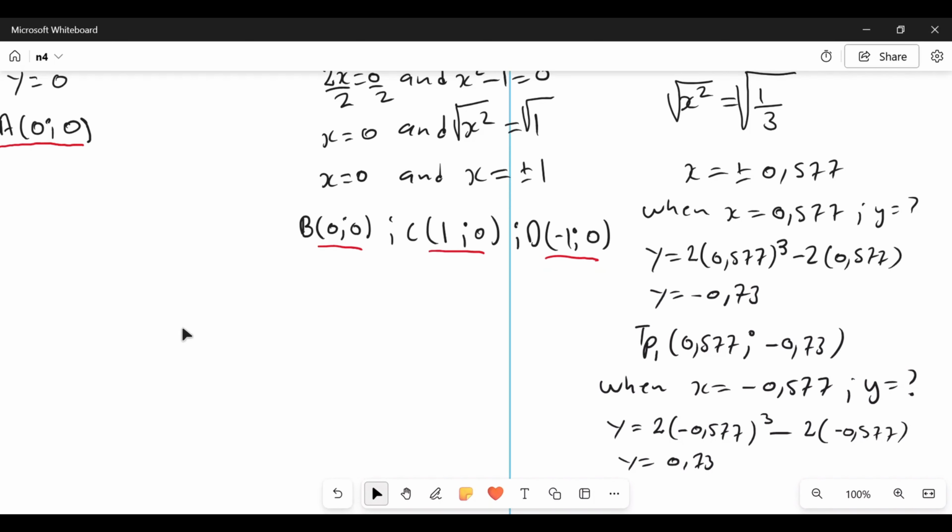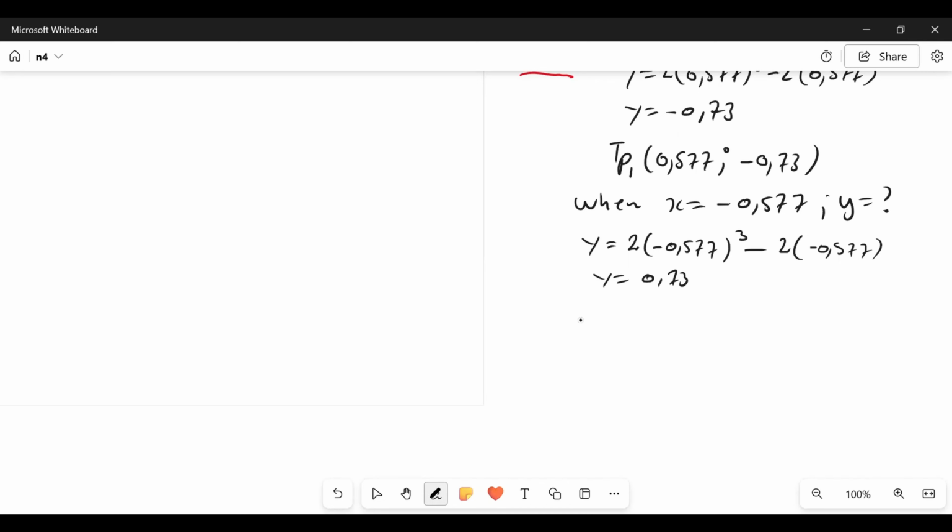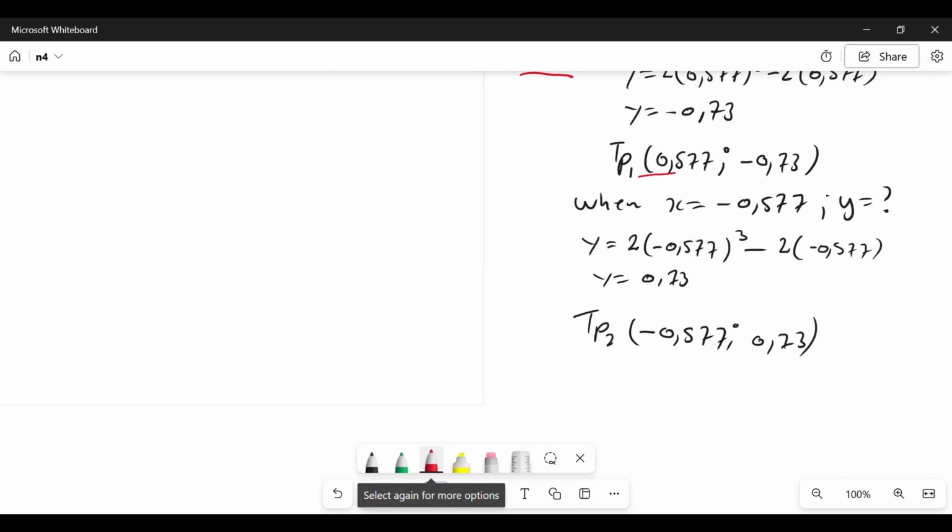Right, let's write the coordinate of turning point 2. Let me create space. So TP2 is going to be negative 0,577 for x, and as for y it is going to be 0,73. Right, let me highlight them very quickly. We have TP1 here, we have turning point 2 there.